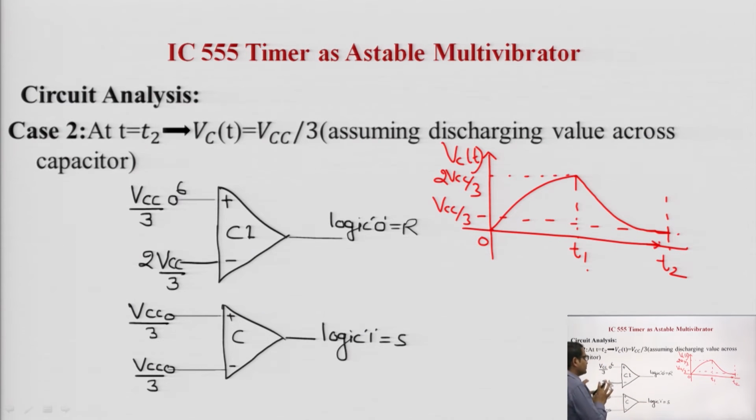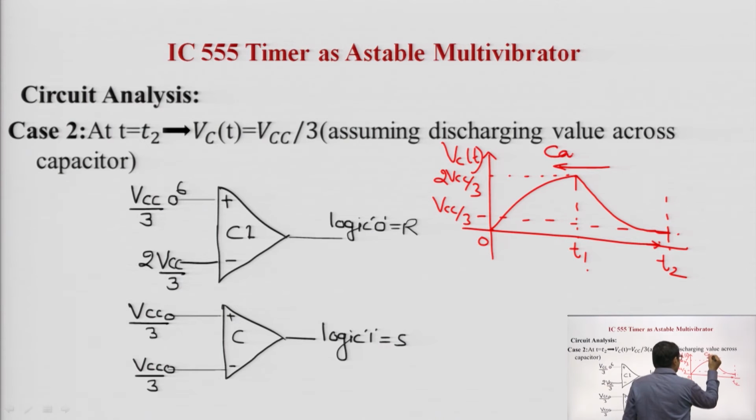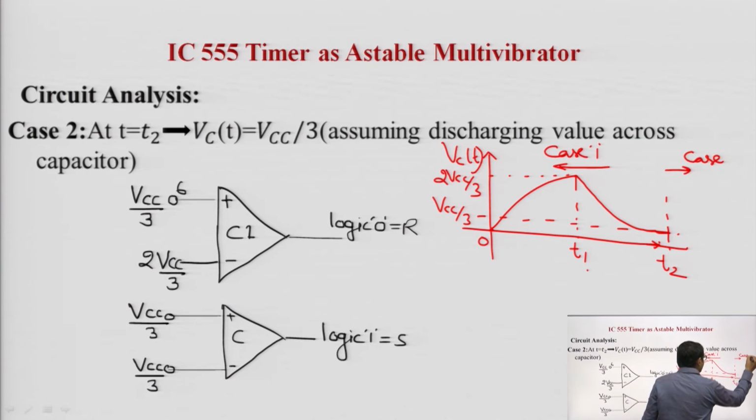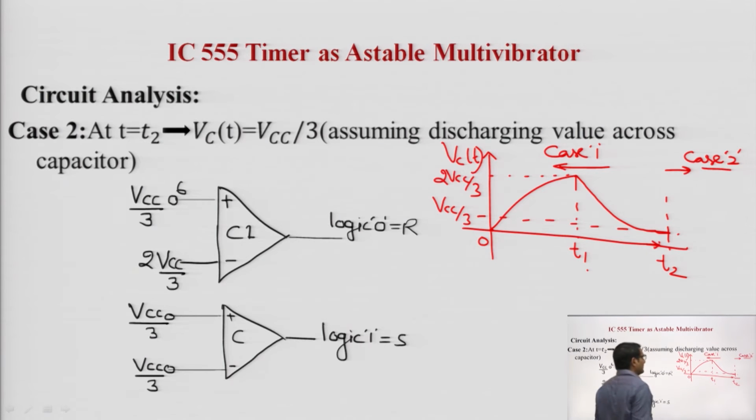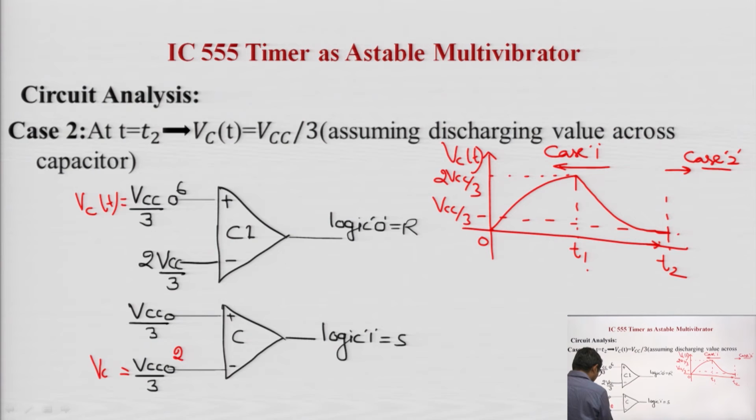Now consider case 2. This is all about case 1, and here we consider case 2. For case 2, at t equal to T2, VCT becomes VCC by 3, and at pin number 2 it is also VCT equal to VCC by 3.